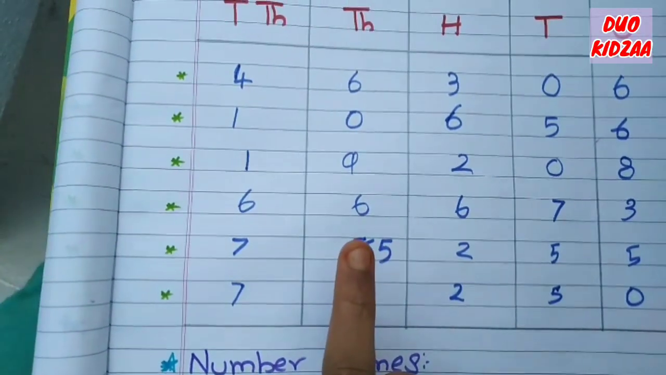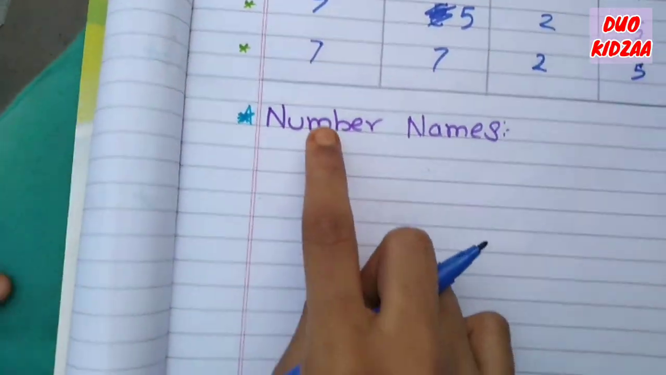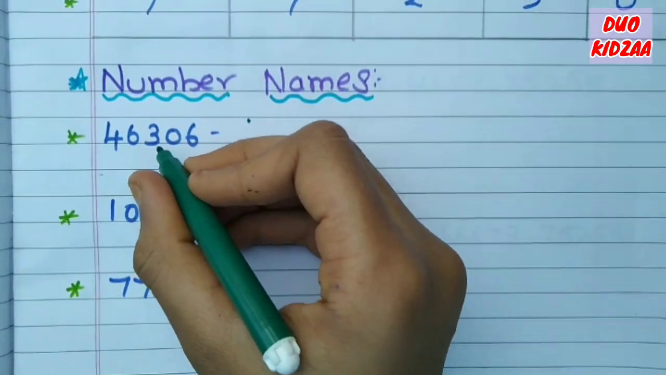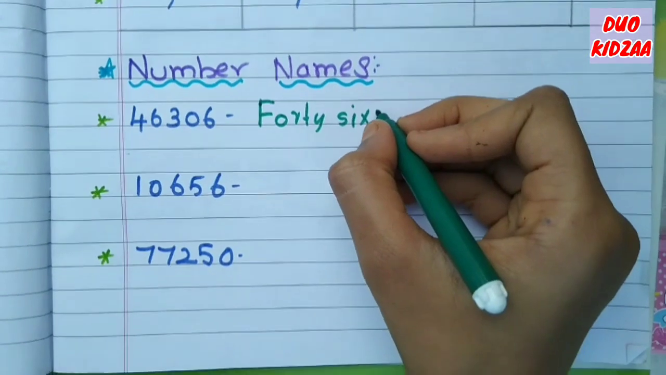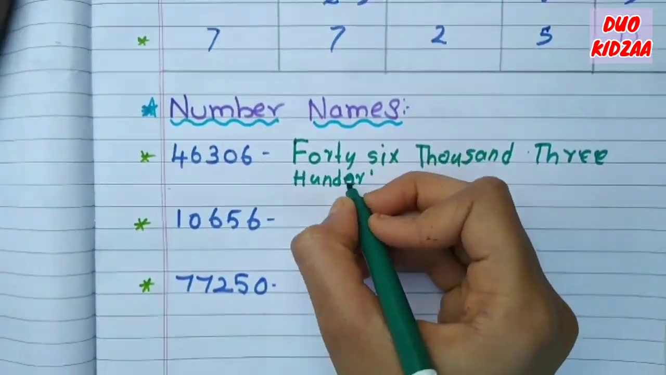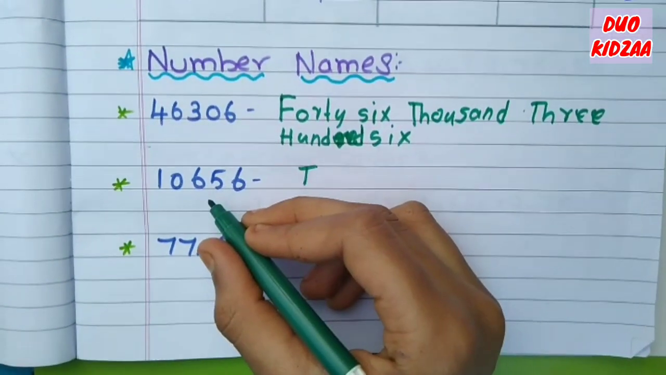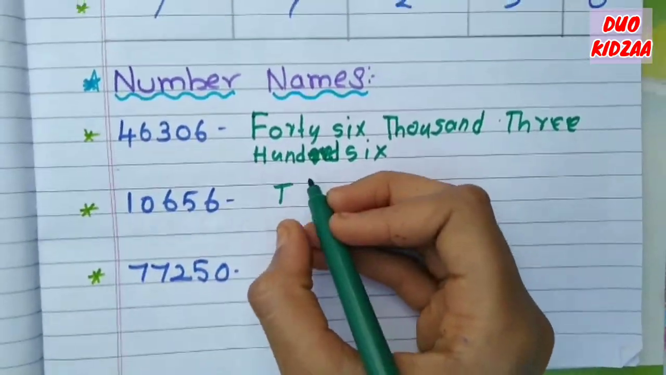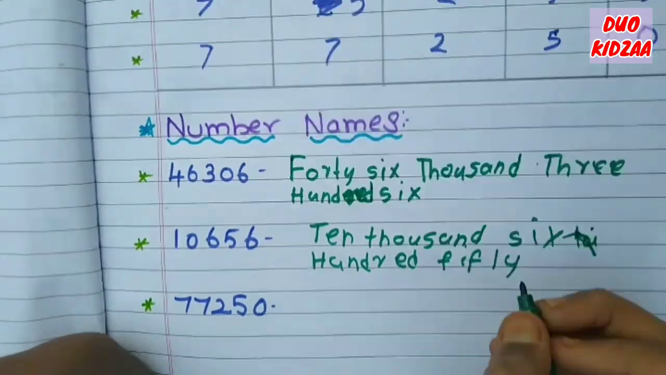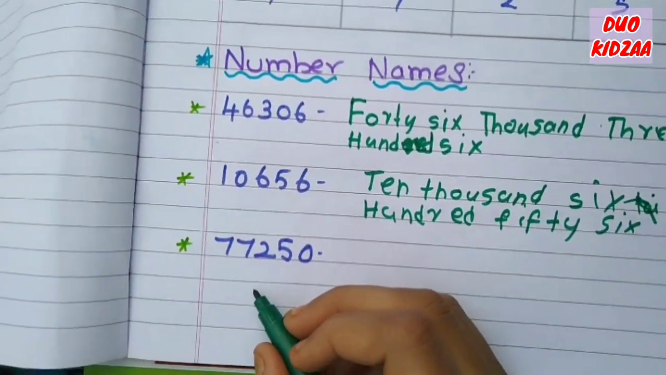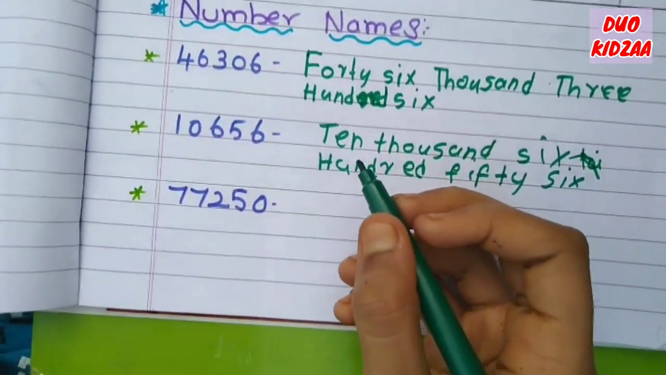I wrote other numbers using the spinning wheel. Now let's write the number names. 46,306. 10,656. 77,250.